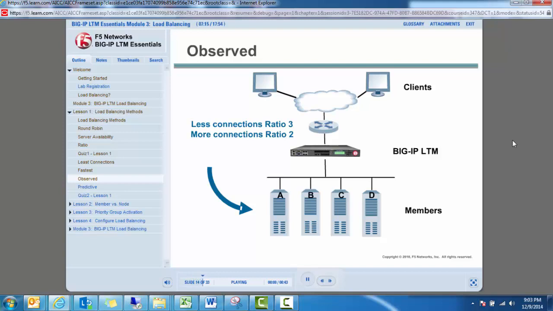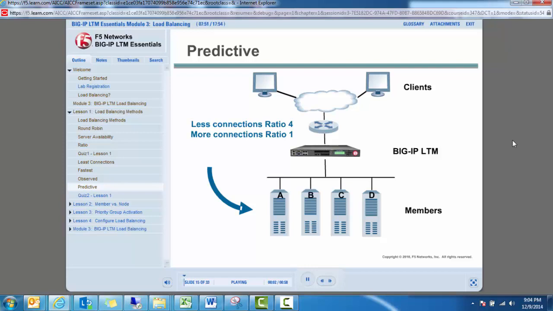The ratio assigned to each member is based on the current connection count. Servers with a lower than average connection count are assigned a ratio of 3. Those with a higher than average connection count are given a ratio of 2. Based on your understanding of ratio load balancing, you know more requests will be distributed to the servers with lower connection counts. These ratios are dynamically reassigned by BIG-IP every second. In our example, if servers B and C have lower than average connection counts, they will receive more requests.